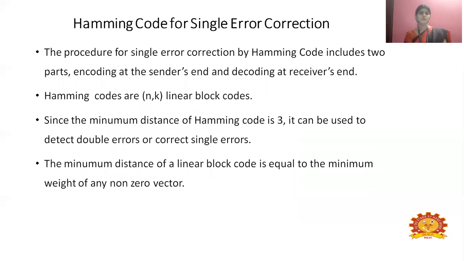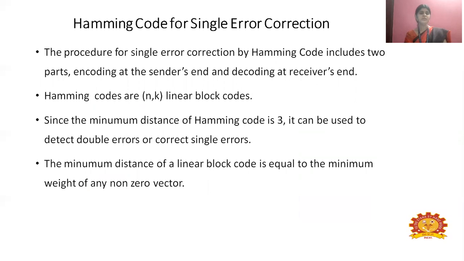So next we are going to discuss the Hamming code for single error correction, and how Hamming codes are used for correcting a single bit error. The procedure for single error correction by the Hamming code includes two parts: encoding at the sender's end and decoding at the receiver's end. The Hamming codes are (n, k) linear block codes.